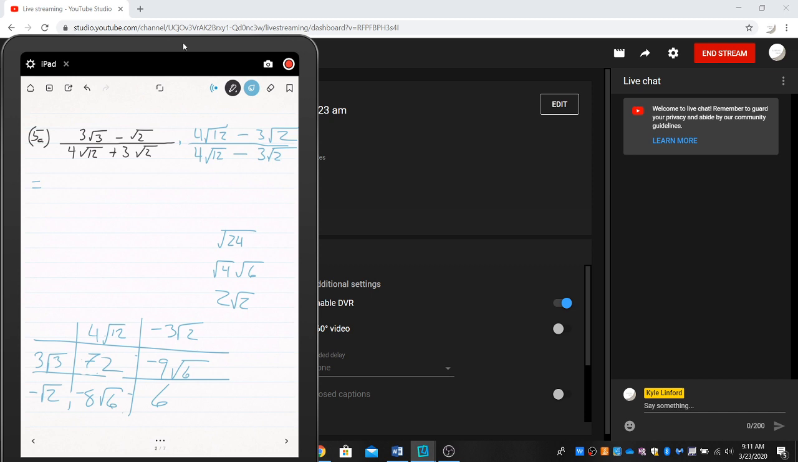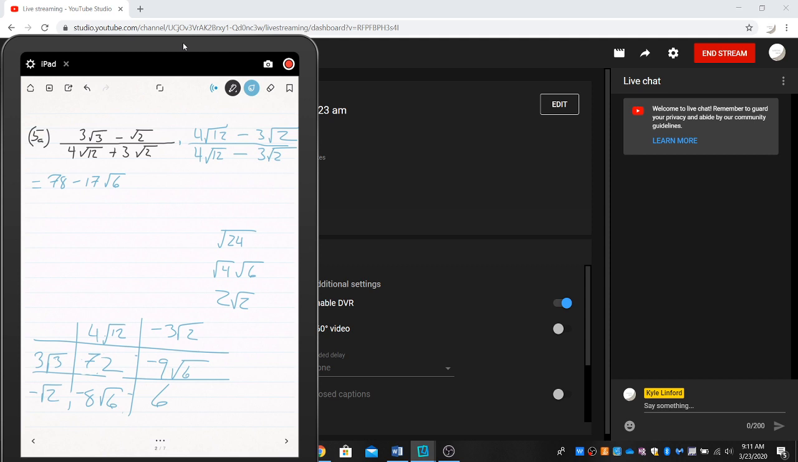As we notice, the like terms are diagonal from each other in the box method, so we can go ahead and combine these together. We have 72 and 6, so that should be a 78. And then we have negative 9 root 6 and negative 8 root 6, so that should be negative 17 root 6. That's what we get from multiplying just the numerator.